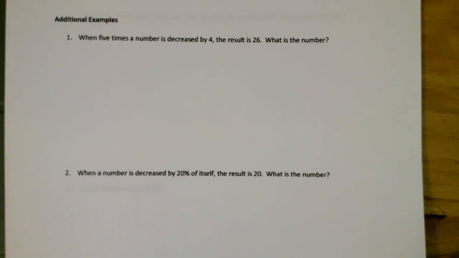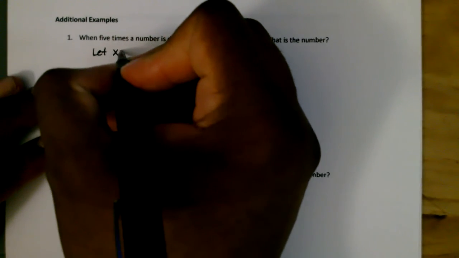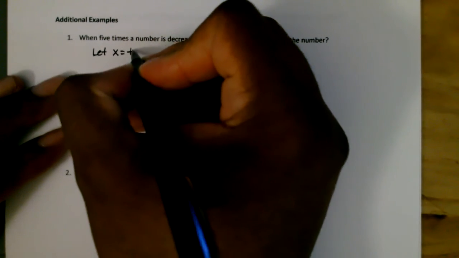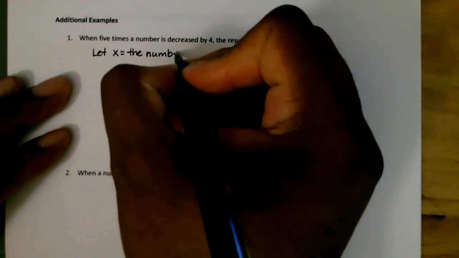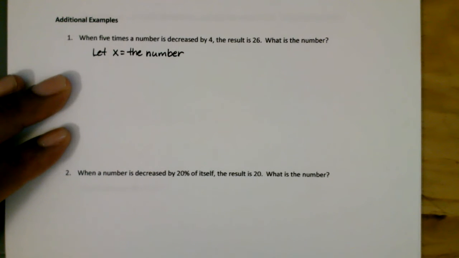All right, here's some additional examples. I got like 5 of these, and these might be similar to the ones that are in the homework. And it says here, when 5 times a number is decreased by 4, the result is 26. What is the number? So here, we're going to let X be the number that we're looking for, because the question does ask, what is the number? So that's what we want to find. So we're going to let X be the number.